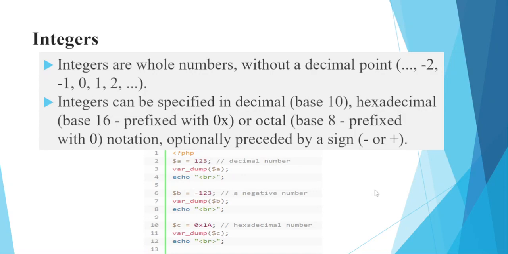As per this example, 123 is a decimal number, and it is stored under $a. $a is a variable, and the variable stores the decimal number. The variable can store a negative number, and can also store a hexadecimal number. At the same time, it can also store an octal number. Integers are numbers stored under this variable.